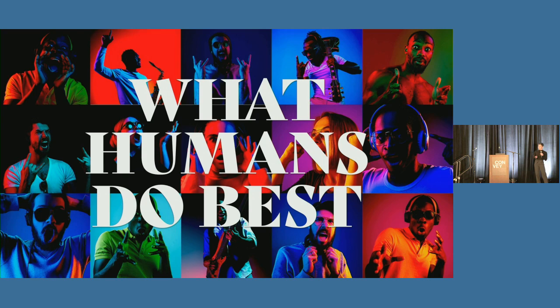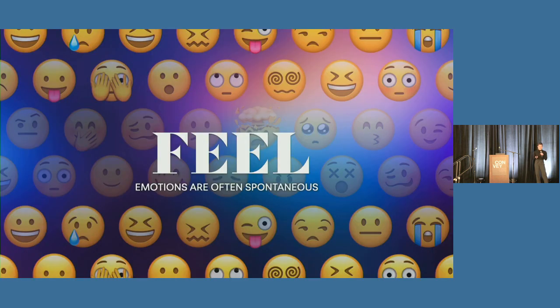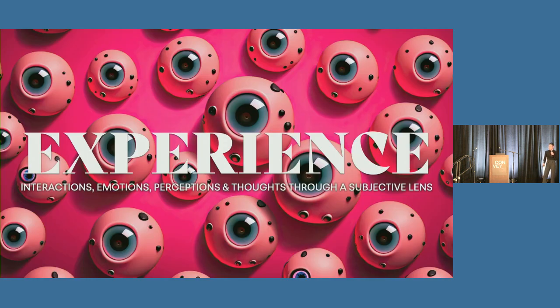So what do we as humans do best? We feel. We can be spontaneous. Emotions are spontaneous. We react to things. This is something the machines don't do. They can't feel. They don't have the human experience. Getting into experience, we view our lives through subjective lenses. I have a different view of the world than every single person out here. Every single person out here has a different view of every other person. That's the amazing thing about it, we have a point of view, and it's subjective.